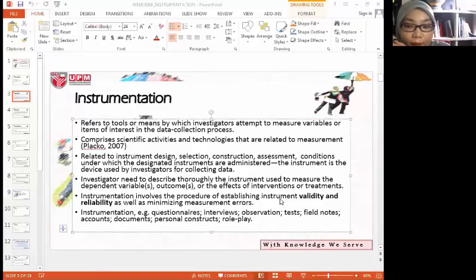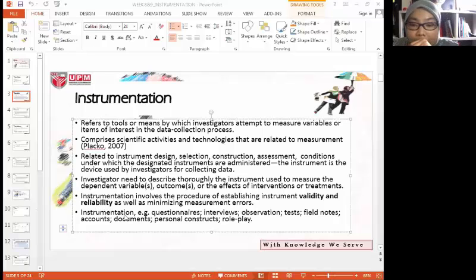Instrumentation involves the procedure of establishing instrument validity and reliability, as well as minimizing measurement error. The two processes of validity and reliability are part of the process under selection and assessment. After we choose the instrument that we believe can measure the variable, we need to assess whether it is correctly measuring our variable or not. Validity reflects the extent to which the selected instrument measures what it is supposed to measure. Reliability is related to the consistency of the instrument used.